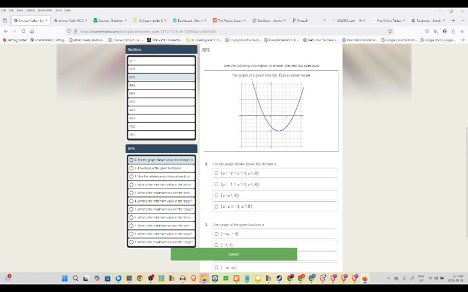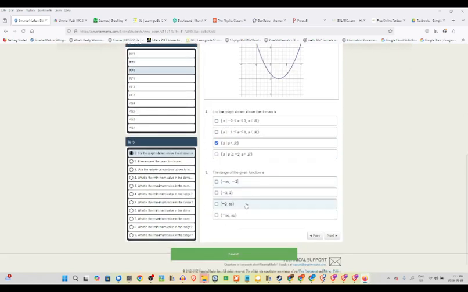The domain of this graph. This one continues past the ends of the graph. So our domain is all real numbers. The range is from -2 all the way up to infinity.